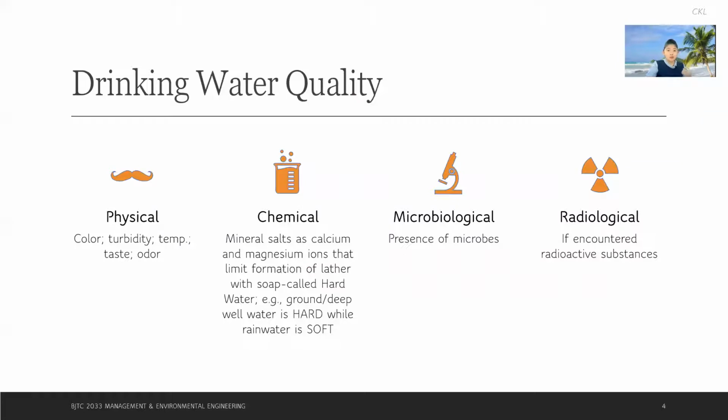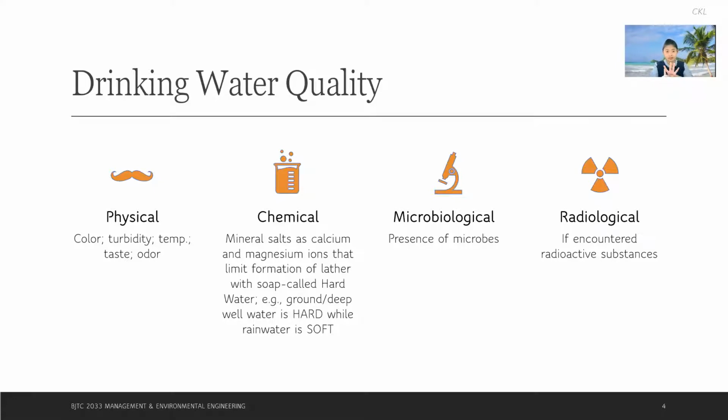So first of all, when we talk about drinking water quality, in your mind, what quality do you think makes water good? For sure, you will say first, it has to be very clear, not dirty, and have no smell. There are four criteria that we have to identify to make sure that the water you use to drink is of good quality.